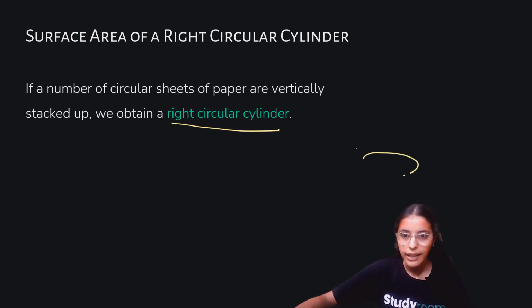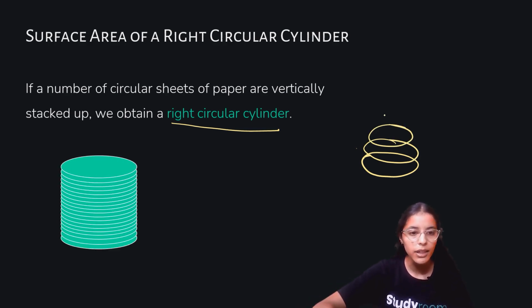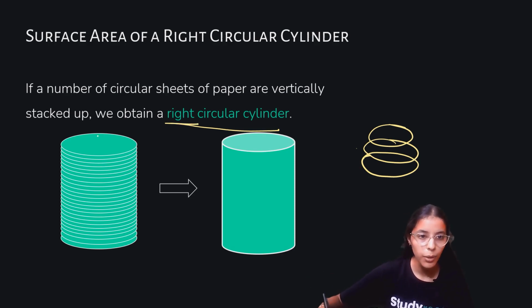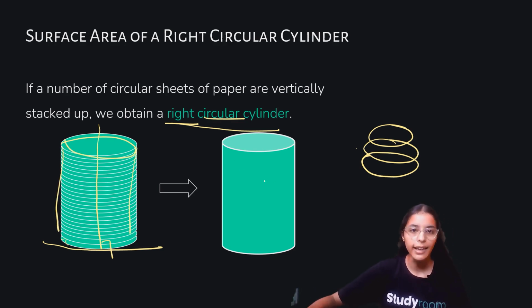That means that if we have circles and circles and circles like this, one circle, two, three, four, and similarly we keep on stacking these up, we will end up getting a right circular cylinder. Here, right refers to the right angle that it makes with the base. Circular means that we have a circular base, and the cylinder is then formed because of stacking up.